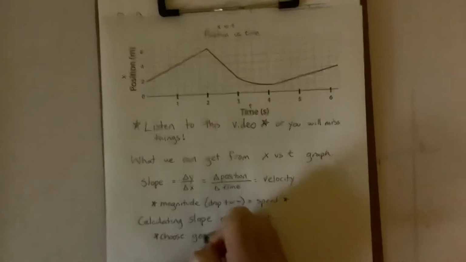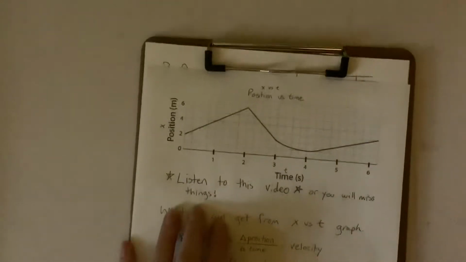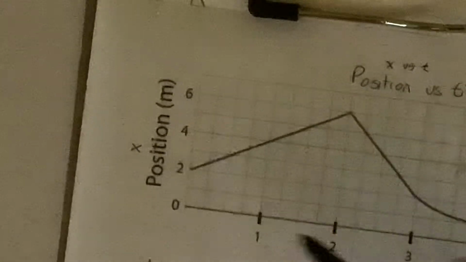Choosing good points is essential, okay? Choosing points that are easy to read makes it very good. If I zoom in, can I zoom in? Zoom in, there we go. Now it's kind of grainy, sorry.